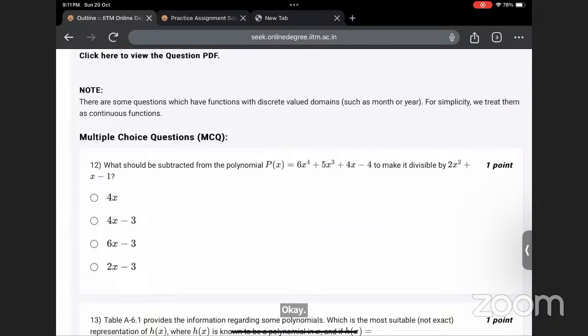So the 12th question is again a calculation, right? So I guess you can do it. So I'm not doing it.